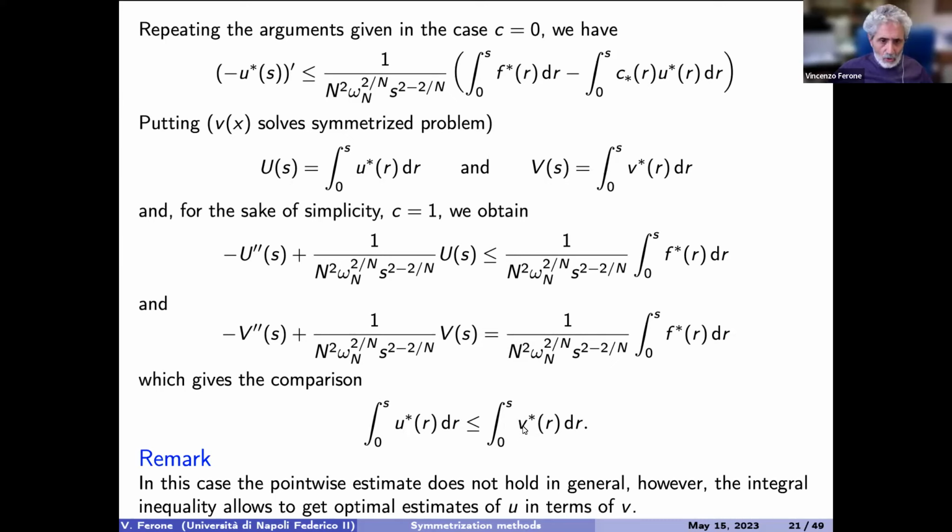It is known and proved that this inequality cannot be improved to a pointwise estimate, because there are counterexamples. It is possible to see that in general it does not hold that u star is less or equal than v star. However, in view of the property which I have shown before, if I have this inequality, then any norm of u can be majorated by the same norm of v.